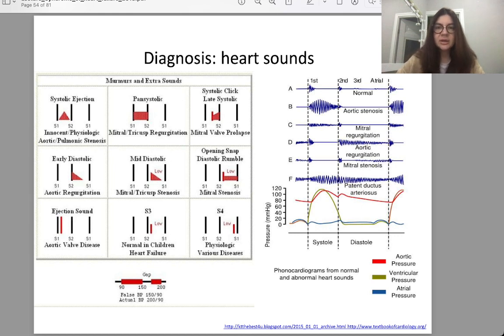And here you see objective changes with the typical heart sounds possible in heart failure. And different cases in aortic stenosis, mitral regurgitation, aortic regurgitation, mitral stenosis, and other problems.